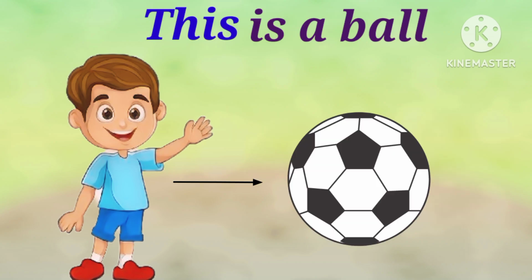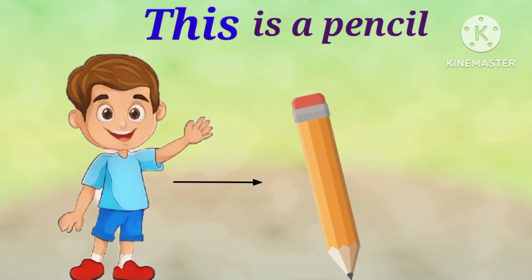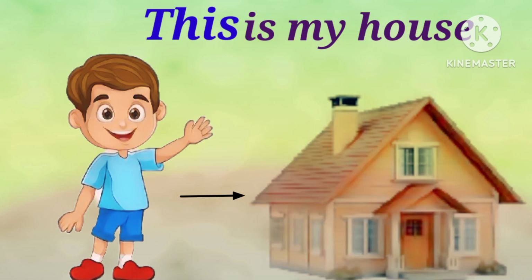First, we discuss about this. This is a ball. This is a gift because it is near to the boy. This is a pencil. This is my pet. And this is my house.